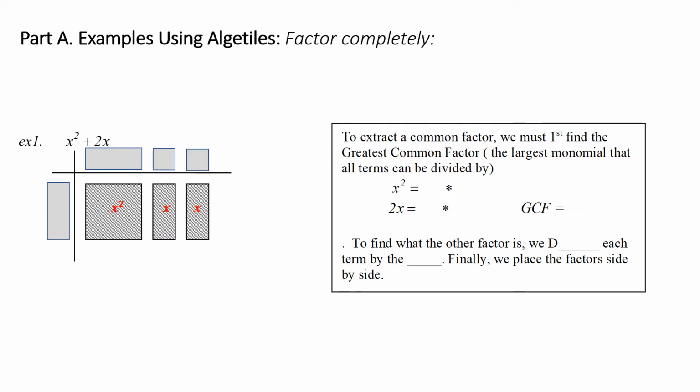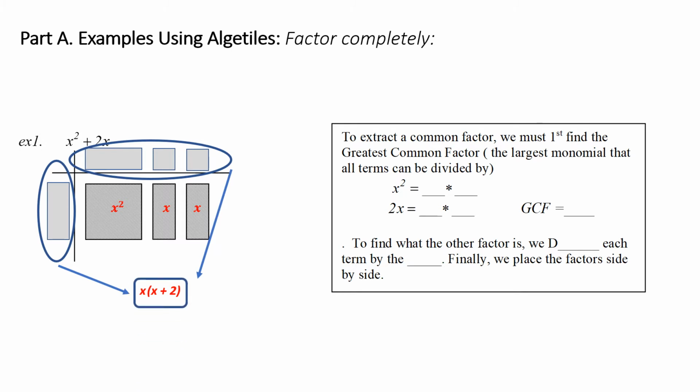So I now have identified my two factors. I've got that one, and I've got the upper one. So let's put these down using algebra. A bar is equal to x, and the upper one is x plus 2. If I multiplied these out, I should get my original polynomial.